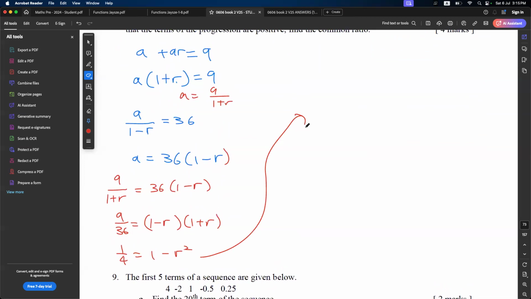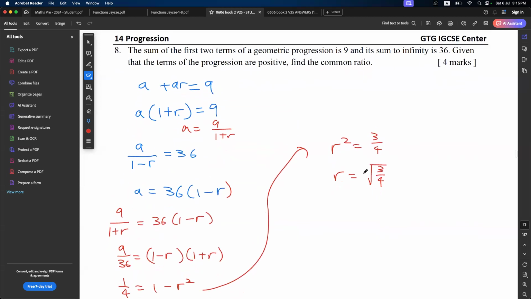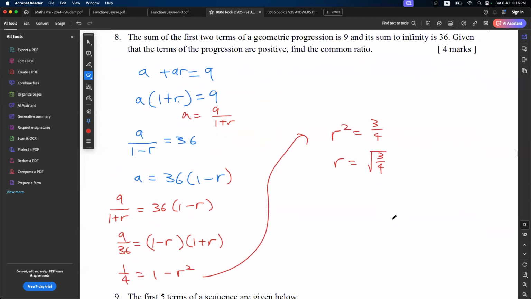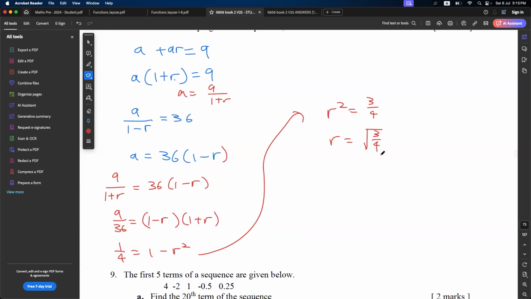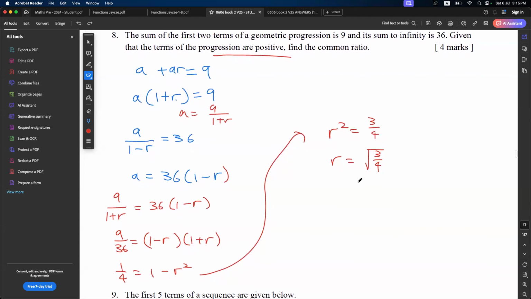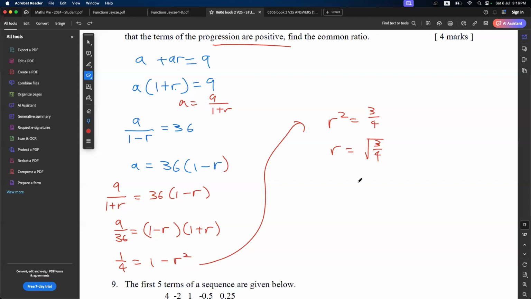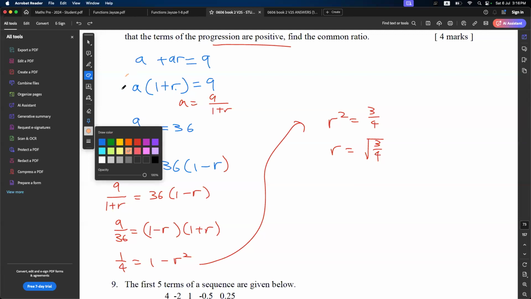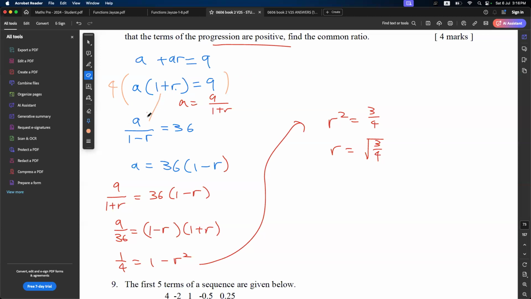Then from here you can solve already. R squared is equals to 3 over 4. R is equals to the square root of 3 over 4. And then because they say positive only, so this is actually just the positive value, not the negative. But like I said, there is another way lah. So what Justin suggested was from here, we just times the whole thing by 4. Then you can equate both of them straight away already after that. Depending on which way you are more comfortable with lah, as always. But in the end, your answer is going to be the same. Square root of 3 over 4.